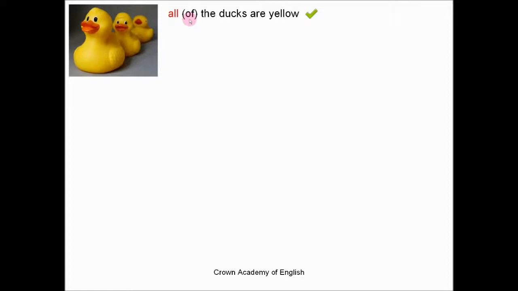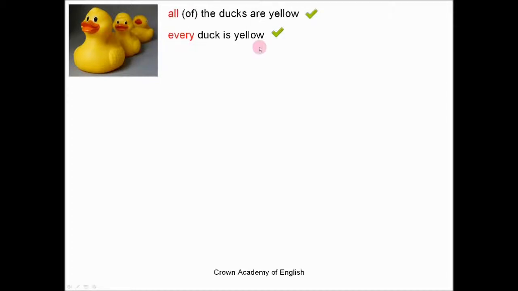We can also use the word every. Every duck is yellow. So both of these sentences are correct and both of them mean the same thing. So the meaning is the same. Okay? So you have a choice in this instance of either saying all or every.